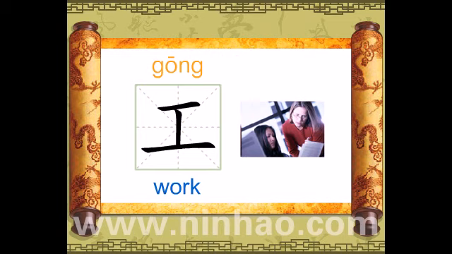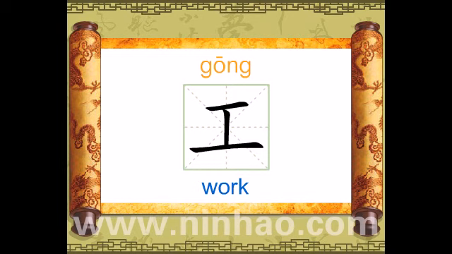Next is the character for work, Gong. When writing this character, we still go from top to bottom. First, the horizontal stroke, Heng, then the vertical stroke, Shu, and lastly, another Heng stroke.